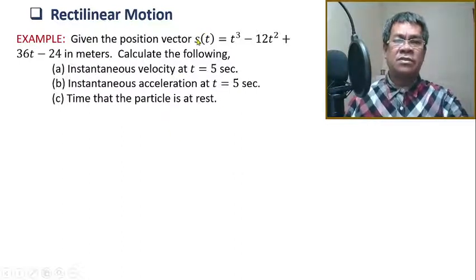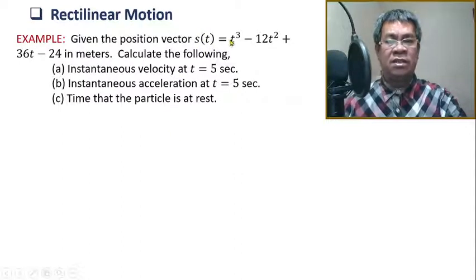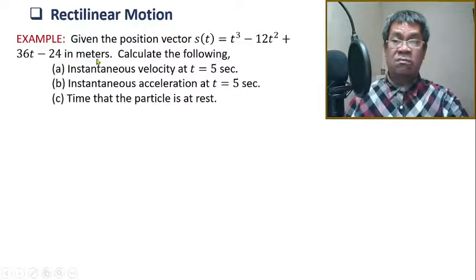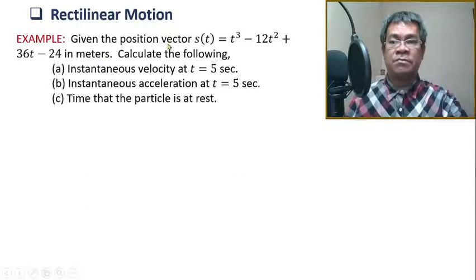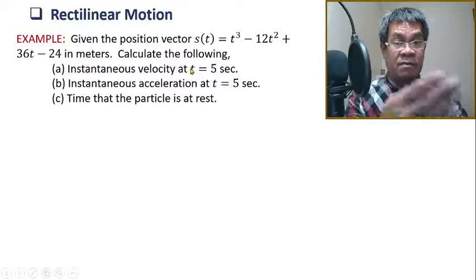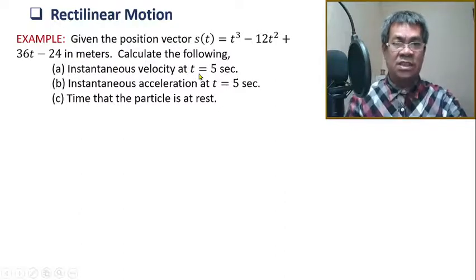So based on the problem, the position s as a function of t is t cubed minus 12t squared plus 36t minus 24, in meters. Okay, because this is position. The question is to calculate the following. Letter A, the instantaneous velocity after traveling 5 seconds. So the velocity at that instant where the time is 5 seconds.